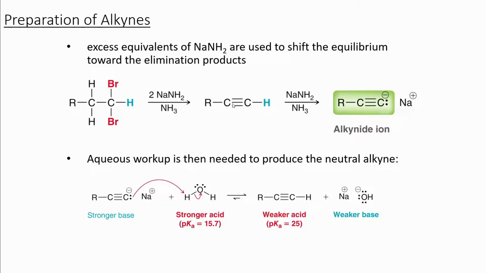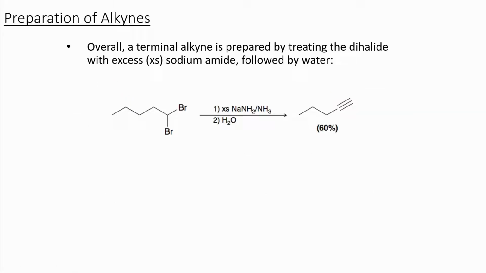Since the product is an alkyne, the third equivalent of NaNH2 will deprotonate the alkyne. We then will need to use an aqueous workup so that we can reprotonate the alkyne at the end of the reaction. Overall, we can prepare a terminal alkyne by treating a dihalide with excess sodium amide followed by water.